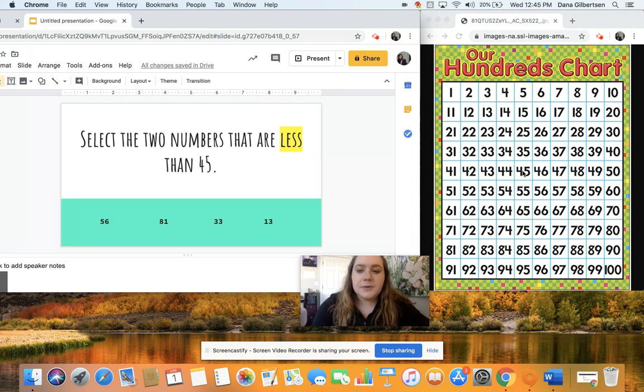Good. Now our next number is 81. Find the number 81 on your hundreds chart. Good, it's right here. Is 81 greater than or less than 45? It's absolutely greater than. Good. That means it cannot be my answer because we're looking for numbers that are less than 45, that are smaller. So let's go back to that number 45. Finger on it. Good. All right.